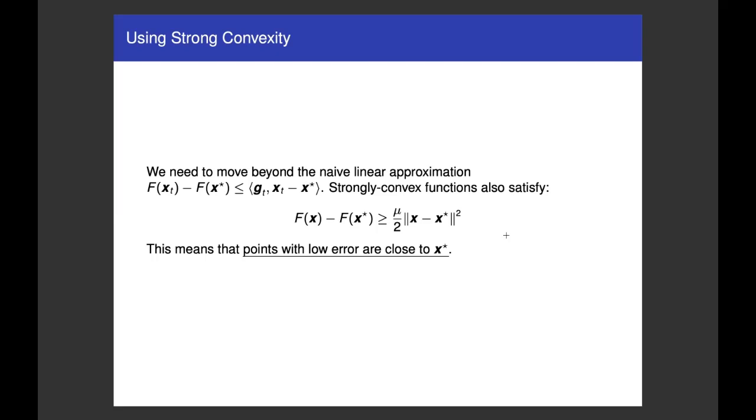This is where we're going to have to use strong convexity. So before, we typically just use this linear approximation. With strong convexity, we can take advantage of a different property, which is that points with low error are necessarily close to the optimal point x star. This is not true if your function is not necessarily strongly convex, but if it is strongly convex, then once you have low error, you're close to x star.